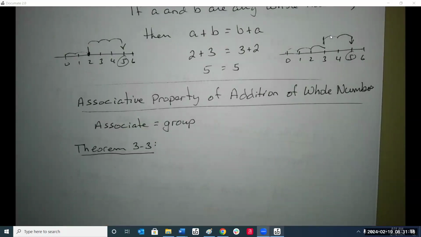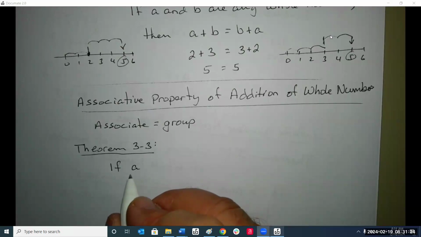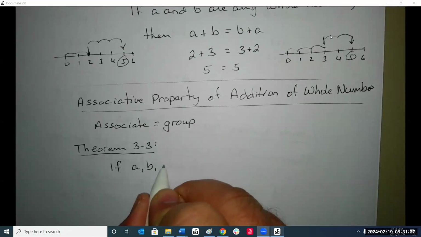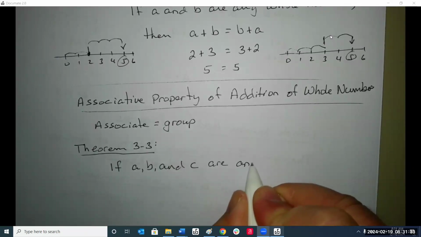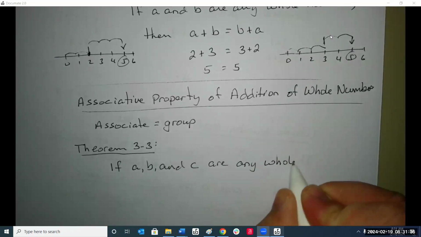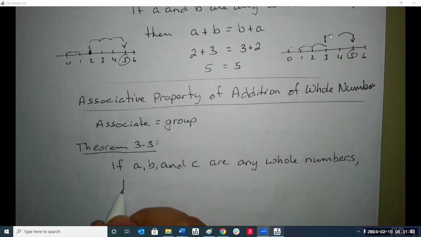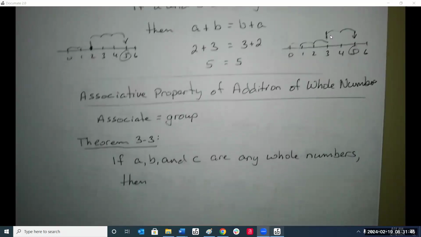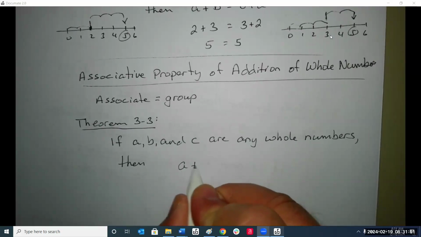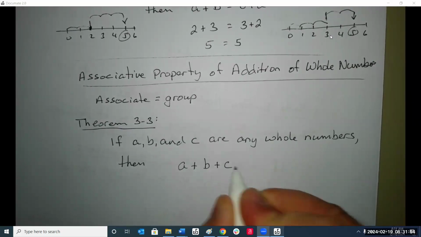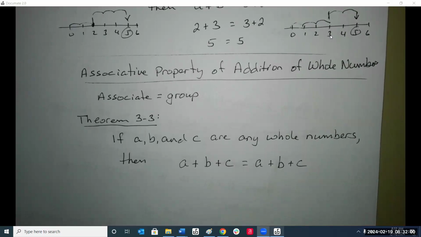It's the associative property. It says if A, B, and C are any whole numbers, then also, the beautiful thing about this is where we start introducing some of the other symbols we use in mathematics. So if we have A plus B plus C, that equals A plus B plus C.